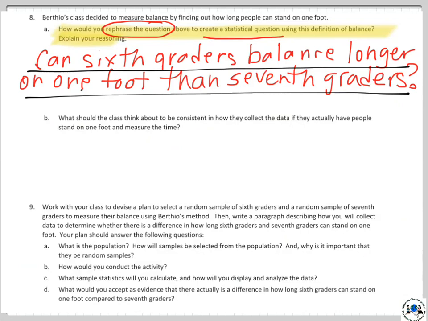Next question here is, what should the class think about to be consistent in how they collect the data if they actually have people stand on one foot, okay? So how they collect the data, what do we have to be consistent? This word is so important when it comes to statistics, when it comes to any scientific endeavor as well as science experiments, experimental design. Really, really important to be consistent. What do we need to think about, okay, to make everything consistent? Okay, so think about that and come on back.